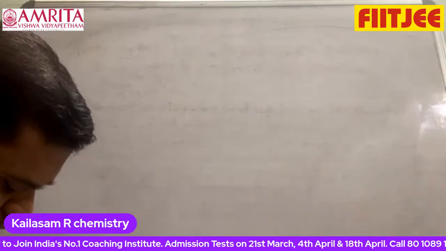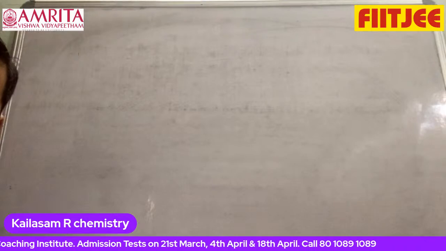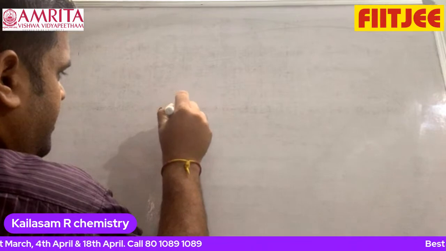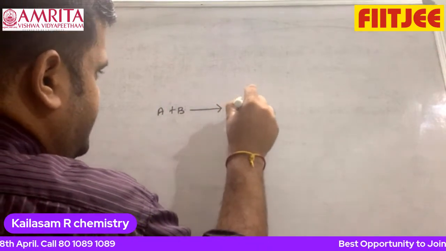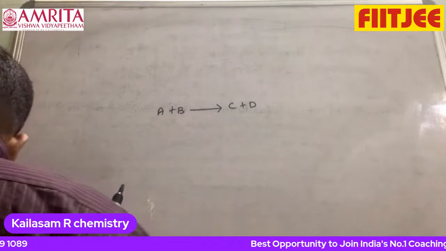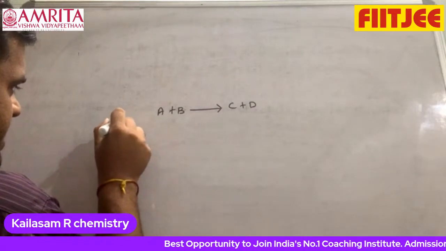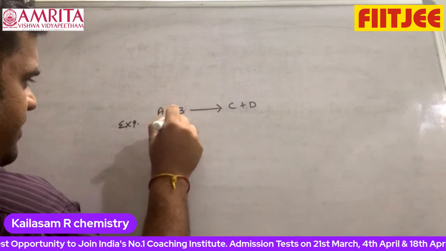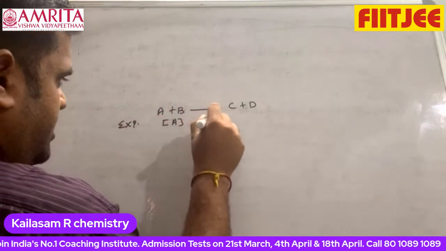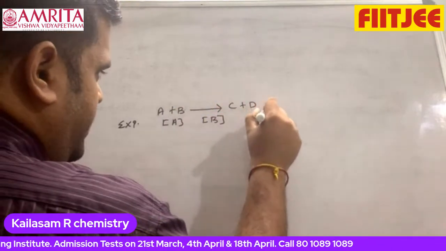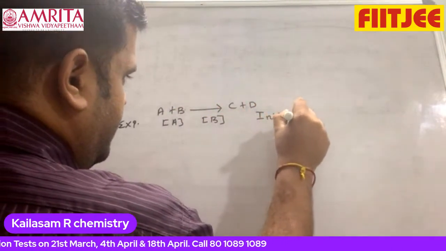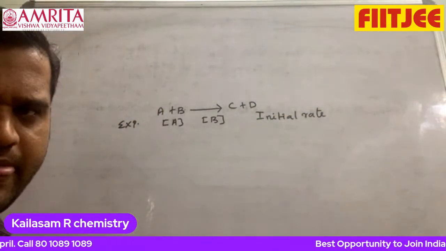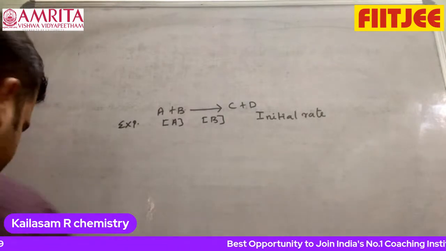There is a reaction A plus B which gives C plus D. They are given like that, and they are giving us an experiment. I will go with that experiment: concentration of A, concentration of B, and initial rate. They are giving three experiments.